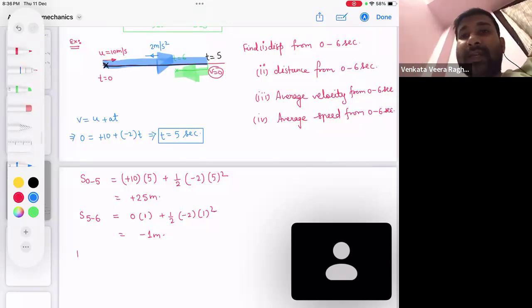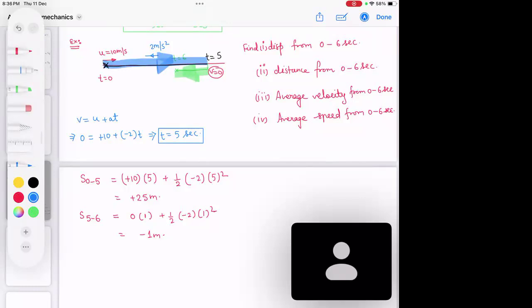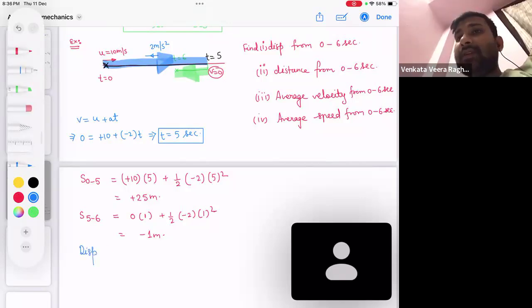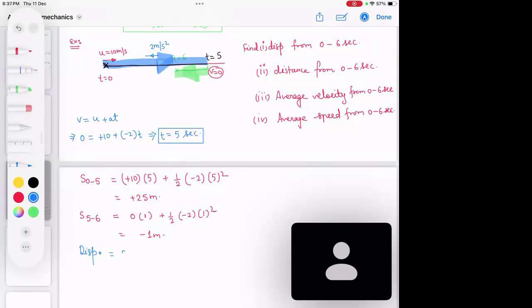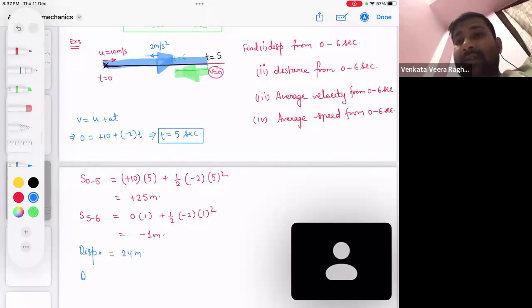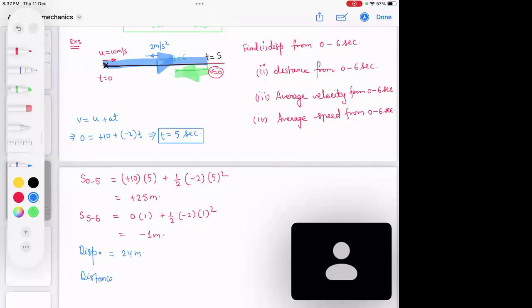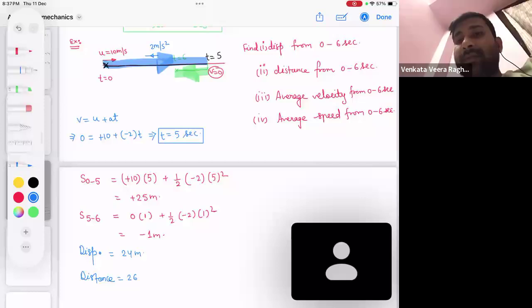So please tell me, what is the displacement? Can you answer now quickly all these things I asked in the question? 24 meters. Check it: 25 forward, minus 1 backward. So 24 meter will be the displacement. What will be distance? 25 plus 1, 26 meter will be there.